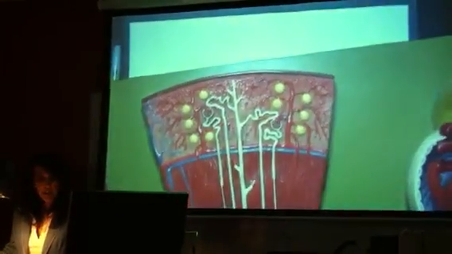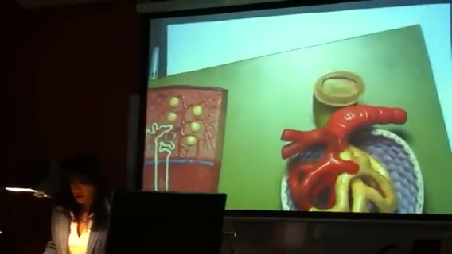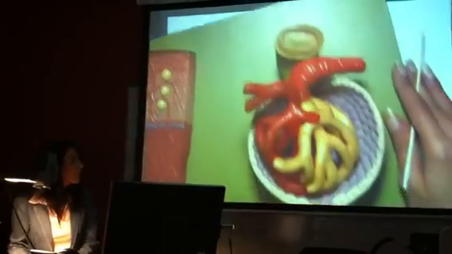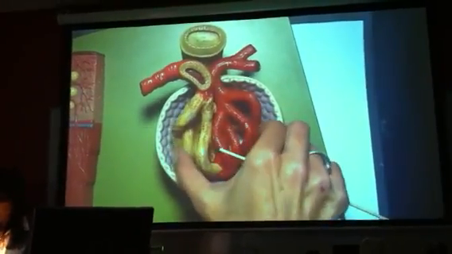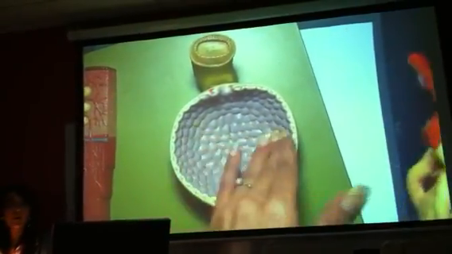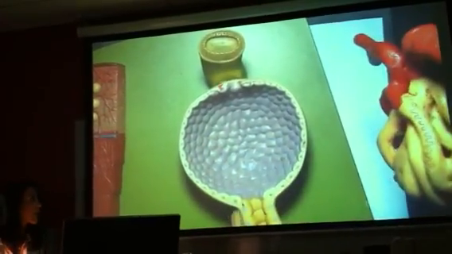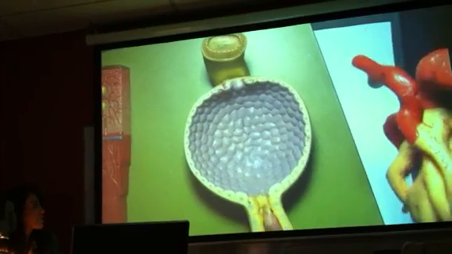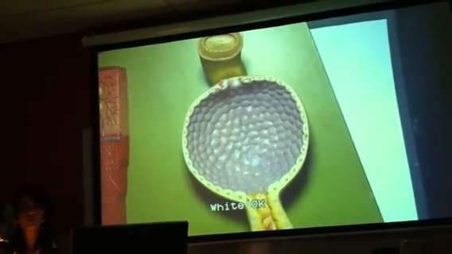Okay, now we're going to take a renal corpuscle and look at it up close. So all of this would be the glomerulus, right? This cup would be Bowman's capsule. This tube attached to Bowman's capsule is going to be your proximal convoluted tubule.